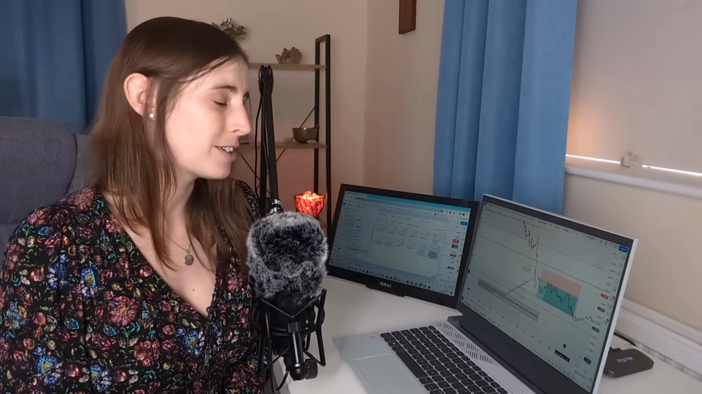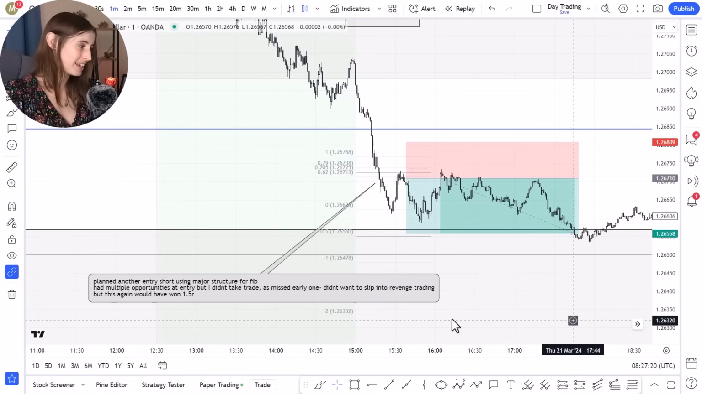And at this point I told myself, well, if I got into this trade, if I set a sell limit, would this be revenge trading? Because I'd missed the early one and I was down, and I just got myself a bit confused and decided, just wait, this obviously is not working out. And in the end, this would have worked too, and I would have won, but I didn't set the trade.